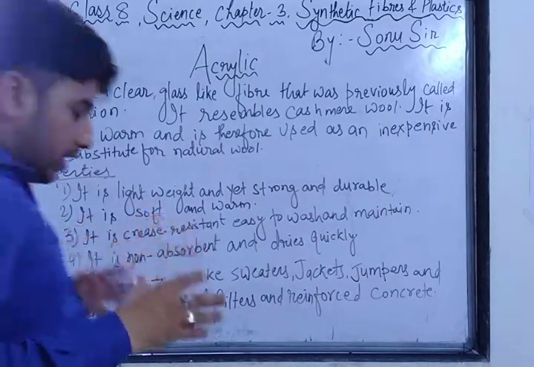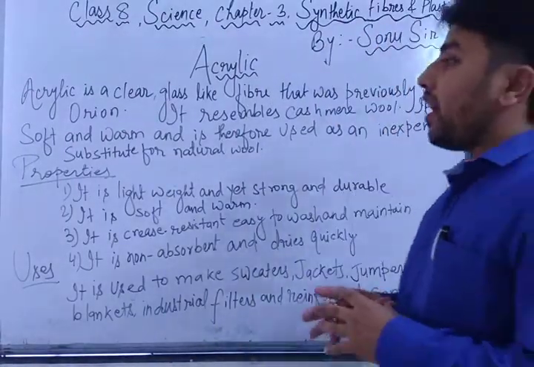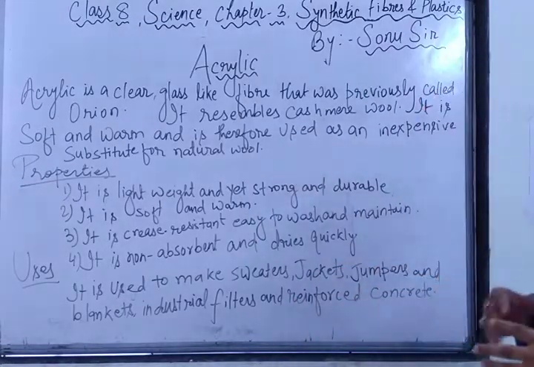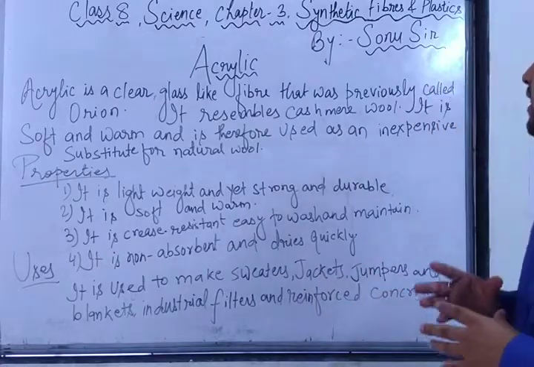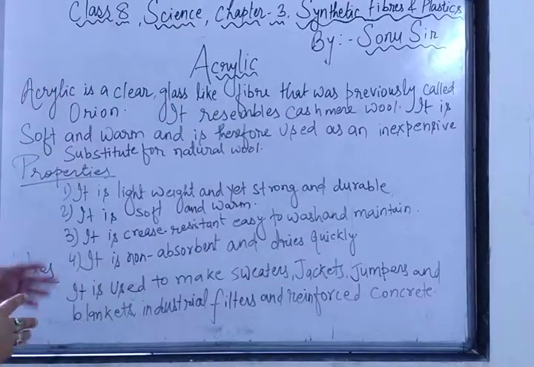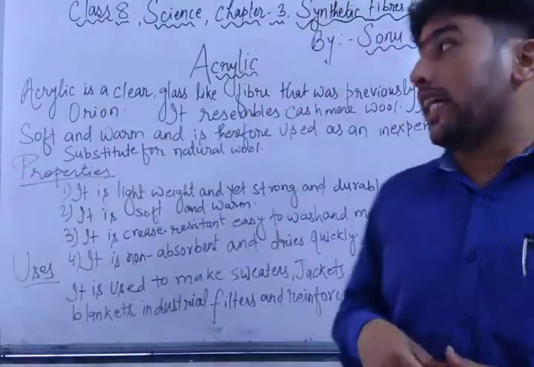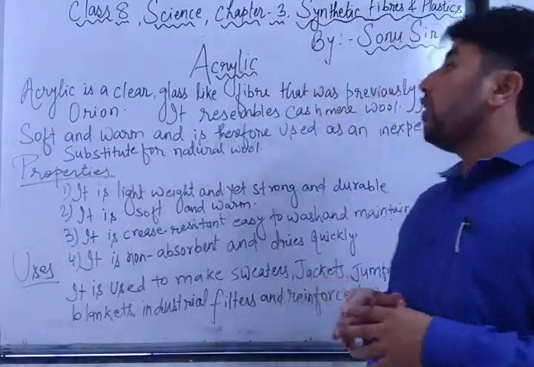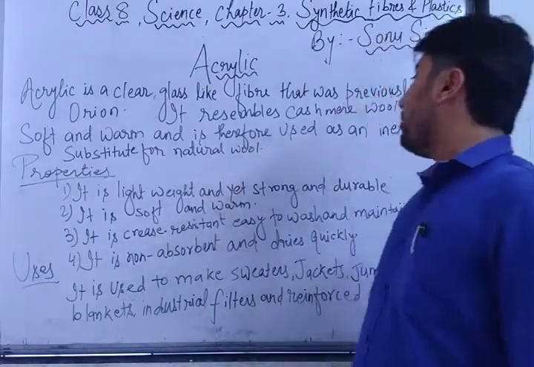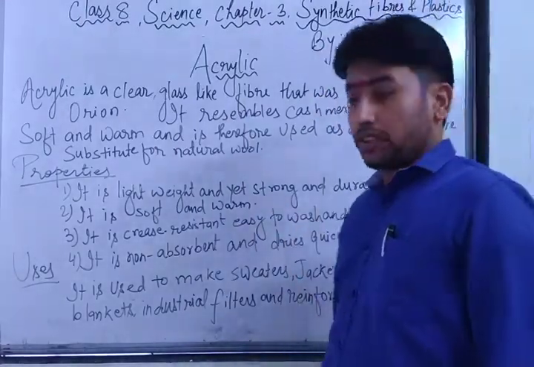Hello students, after polyester we are going to study a new synthetic fiber called acrylic. Acrylic is a clear glass-like fiber that was previously called Orlon. It resembles Kashmiri wool, it is soft and warm, and it is therefore used as an inexpensive substitute for natural wool. First of all, what is acrylic? Acrylic is a synthetic fiber, a clear glass-like fiber, previously called Orlon.